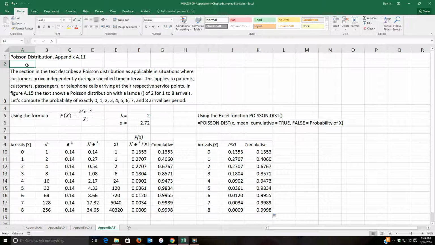That's how you find the probabilities of arrivals using a Poisson distribution, using both the formula for the Poisson distribution and the Poisson.dist function in Excel.